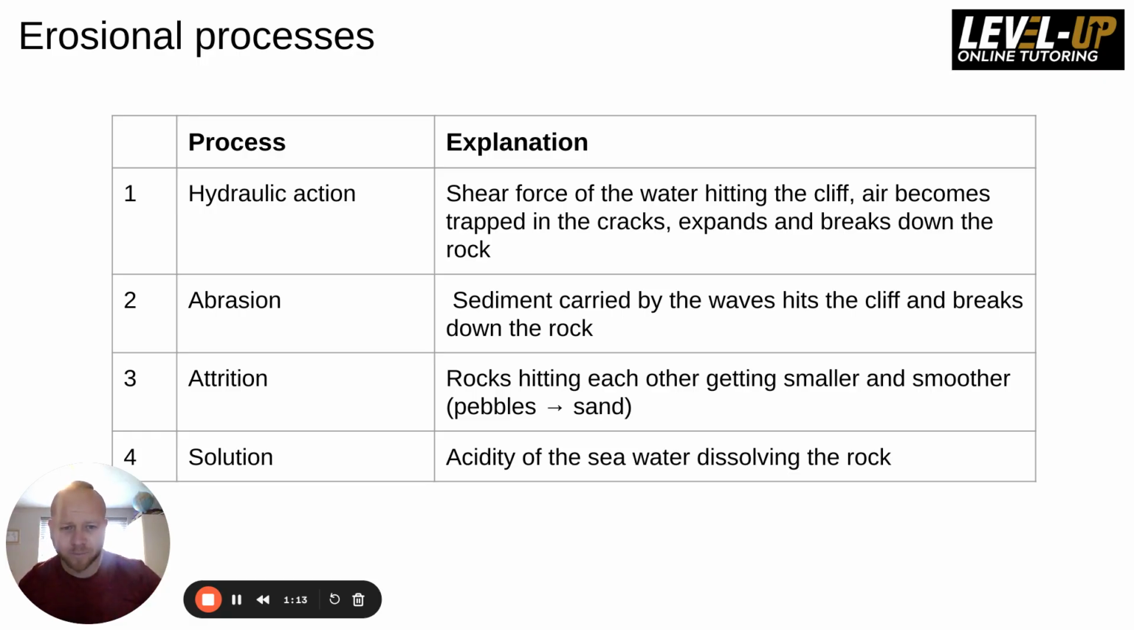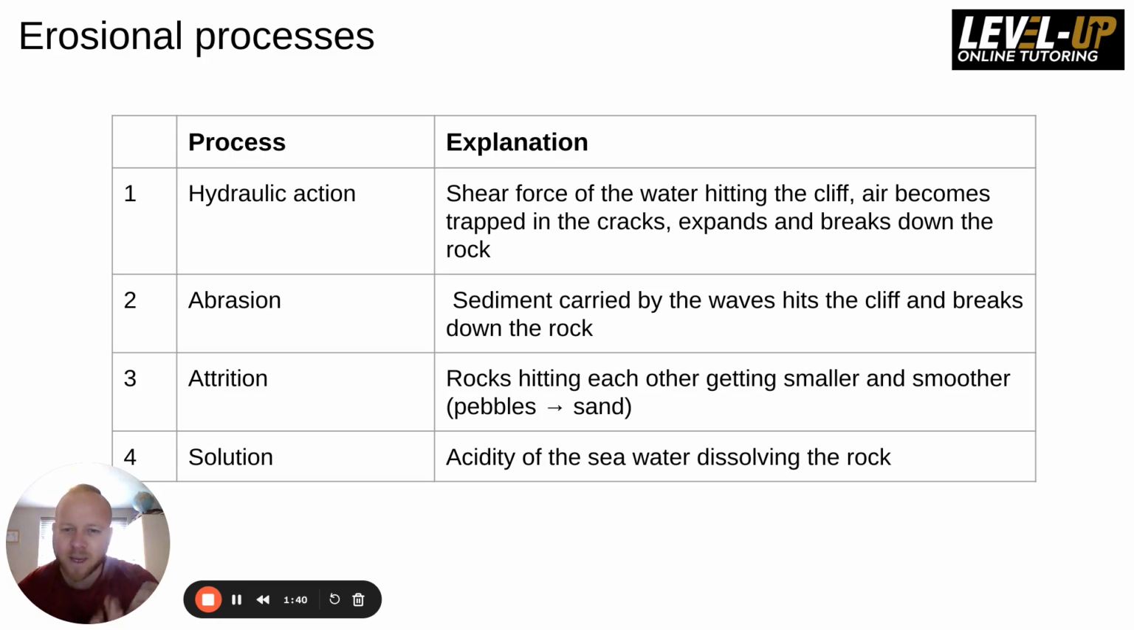Then we've got abrasion. When the wave hits the cliff, it's going to be carrying material, little bits of stones and pebbles and sand. And as that gets thrown against the cliff, it's going to wear it away like sandpaper as well. We've got attrition, which is just rocks hitting each other, become smaller and smoother. Eventually, that's how we get pebbles and then sand. And we've got solution. Just think of chemistry in school, solution, acid. It's just the dissolving of material with the acidity of the seawater.